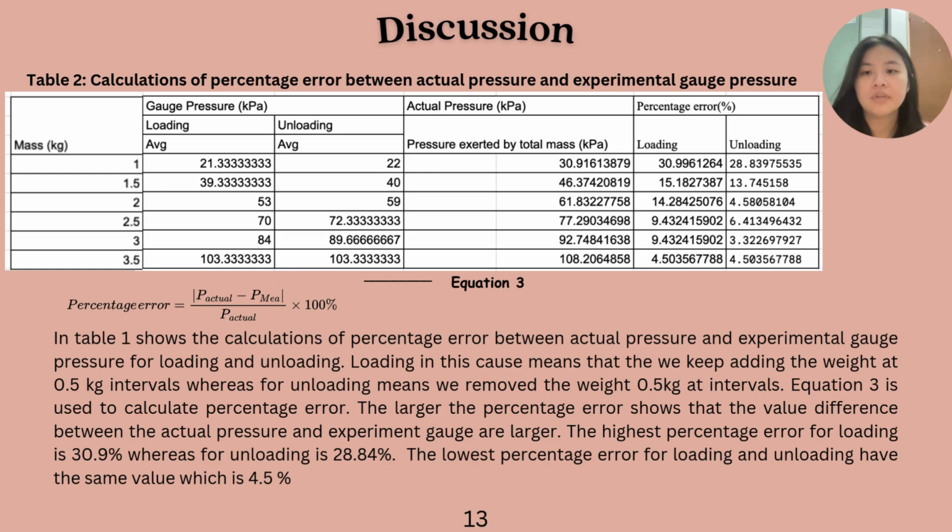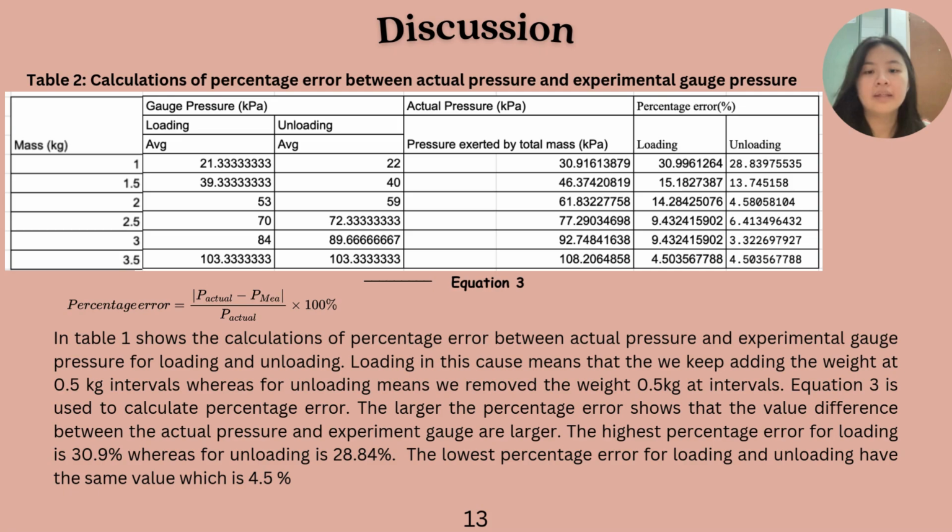This table 2 is the calculation of percentage error between the actual pressure and experiment gauge pressure. In this case, gauge pressure we measure in two ways, which is loading and unloading. Loading means that we keep adding the weight on the piston, whereas unloading is we remove the weight from the piston at 0.5 interval.